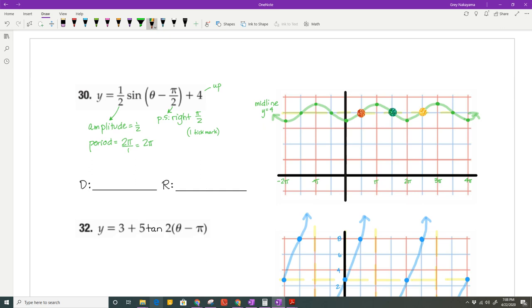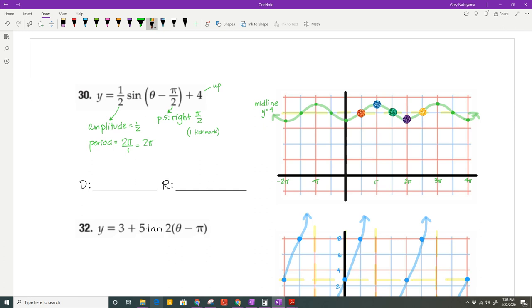Halfway between my zeros. So I started at a 0, ended at a 0, halfway between the first two is up my amplitude of 1/2, and halfway between the last two is down my amplitude of 1/2. So those are the key points that I've graphed, and then I just put the other points and connect them to make it look all pretty.